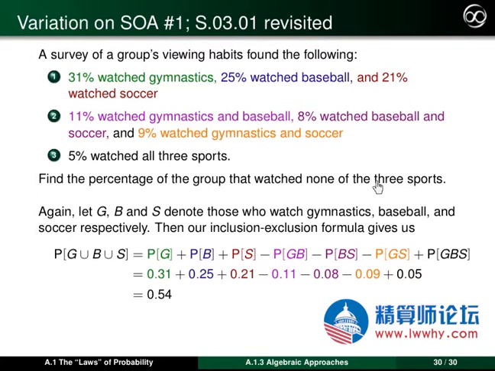I want the probability somebody watches none. So I want 1 minus the probability of watching at least one. So I get 1 minus 0.54, or 0.46.